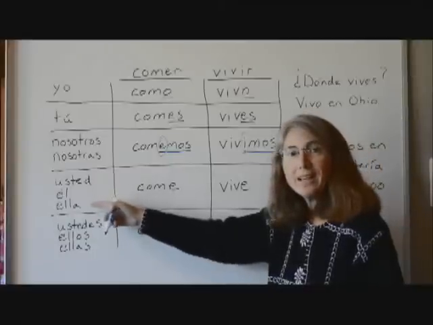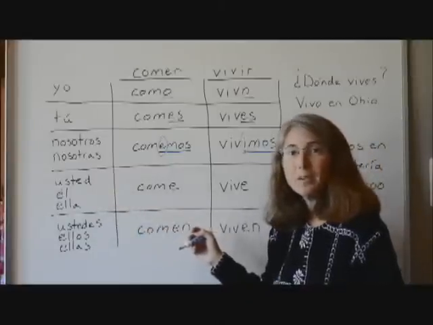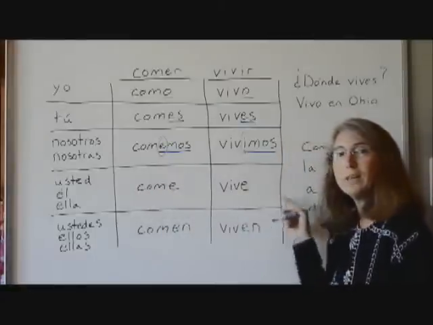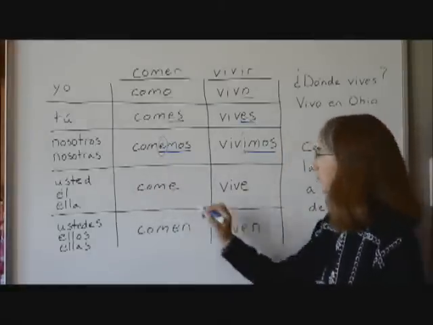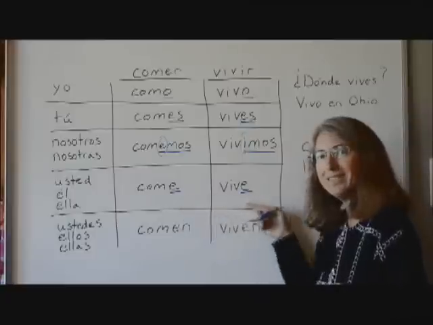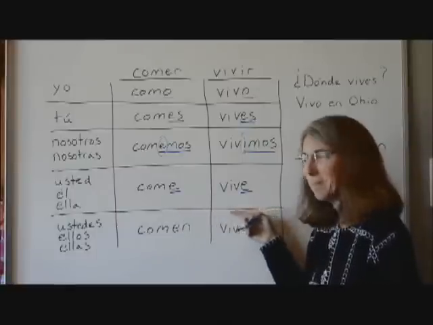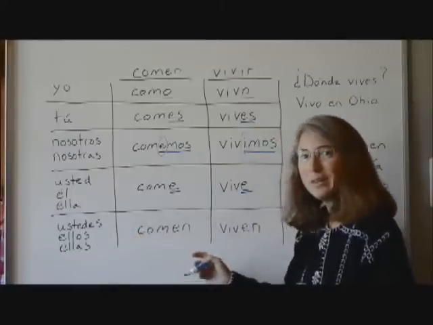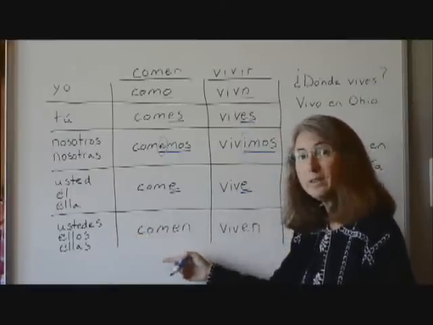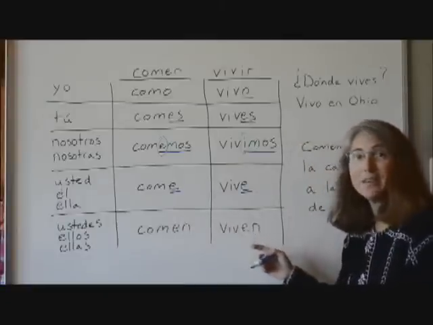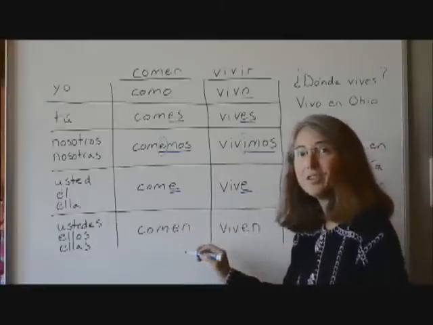For the usted, él, and ella form, we have usted come, usted vive. Again, we have identical endings added to the verb stem. For the ustedes, ellos, ellas forms, we have ustedes comen, ustedes viven. Again, we have identical endings added onto the verb stem.